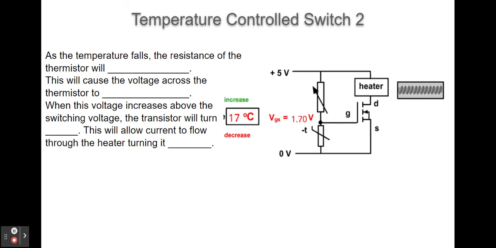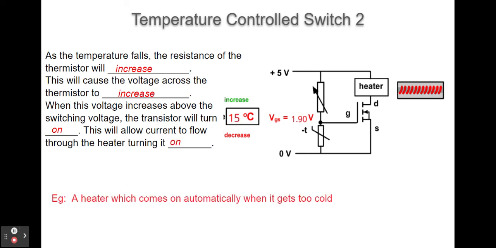And the final circuit that we want to deal with is this one. And again, all that's different between this and the previous circuit is that the thermistor and the variable resistor have been swapped over. So as the temperature falls, the resistance of the thermistor will increase. That's going to cause the voltage across the thermistor to increase. And when that voltage between the gate and the source of the MOSFET increases above the switching voltage, again about 1.82 volts-ish, that's going to turn the transistor on, and in turn, that's going to turn the heater on. So this is a heater, which comes on automatically when it gets too cold.